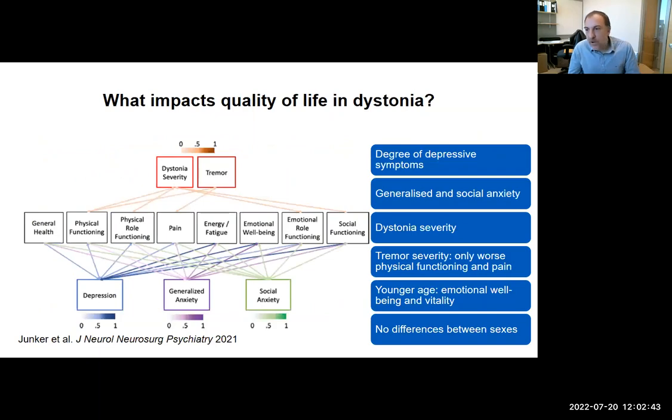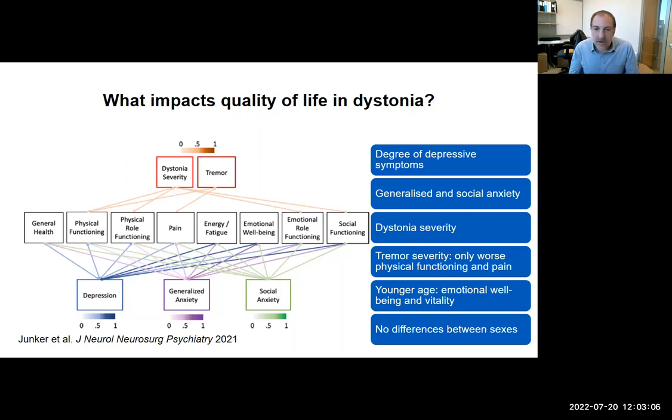So first of all, we all know that dystonia exerts a substantial negative impact on quality of life. There is now a very large body of evidence showing with great consistency that non-motor symptoms matter to a great extent in influencing quality of life of people with dystonia.